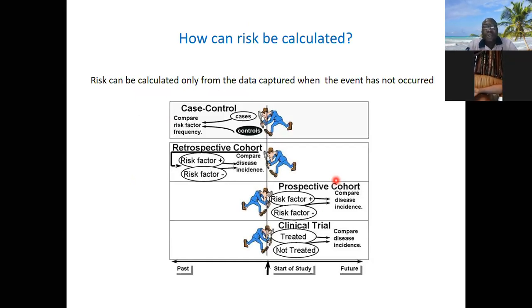So now, look at this picture. The line you see in the middle is the present. It's today, now. Something happened in the past, to the left side, and something will happen in the future.